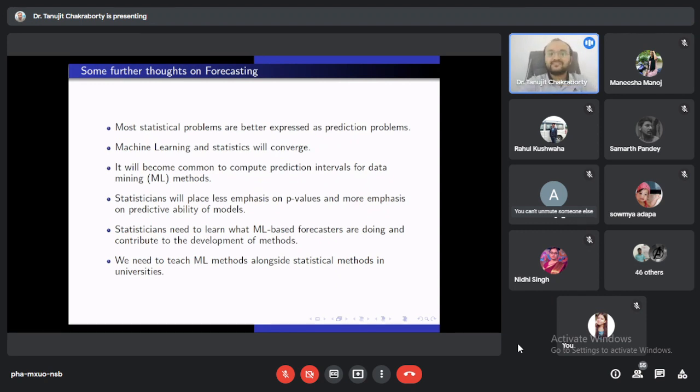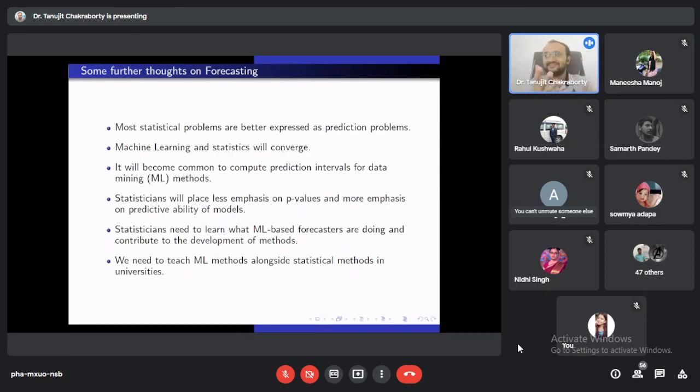So what are some thoughts on forecasting? Most statistical problems are better expressed as prediction problems. Machine learning and statistics are converging together. I'm a statistician, and if I'm not going to learn it, then after the next 10 years, my forecast is that my existence will be difficult, because the machine learning community captures most of the things from statistics.